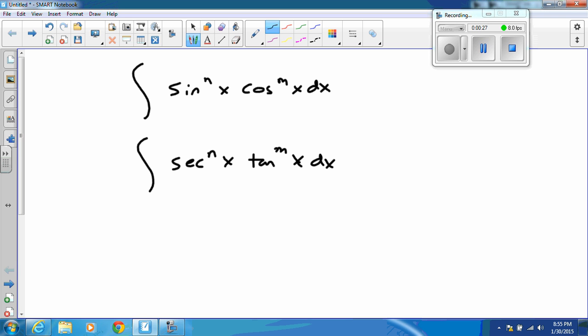There's a couple of reasons for that. These forms show up often as the result of some kind of trigonometric substitution, which we'll cover at a later time. And so what we would like to be able to do is to integrate these as conveniently as possible. And we're going to take each one in turn.